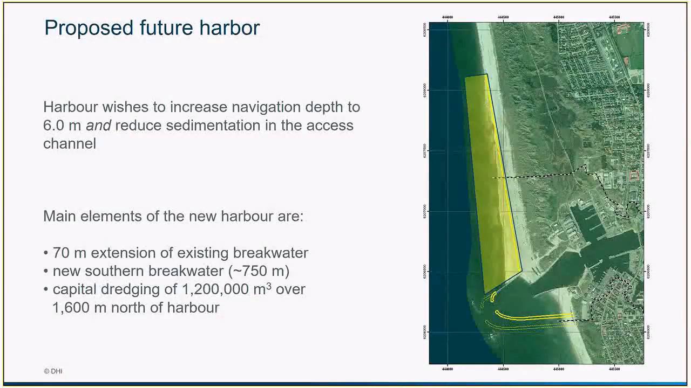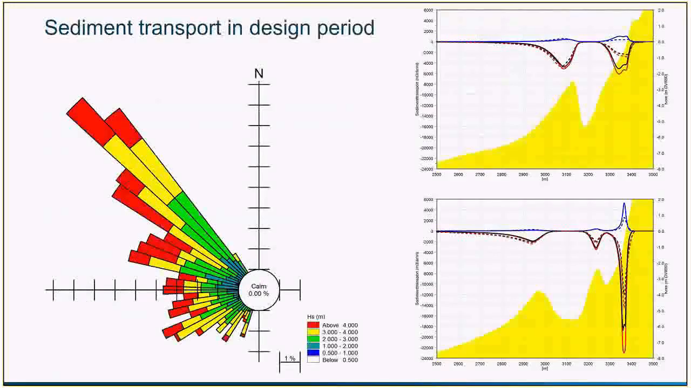And one of the issues we've had when working with this project is that before the extension of the harbor, the harbor wanted to maintain a navigation depth of 4.5 meters. But during the project, they wanted to increase navigation depth up to 6 meters. And at the same time, they wanted to reduce sedimentation in the access channel. So that changed a bit the conditions that we were looking at. So we have a calibrated model, and we want to try a new design.